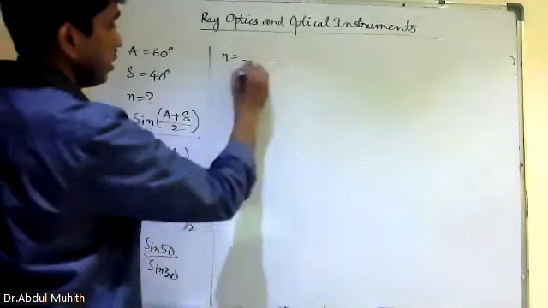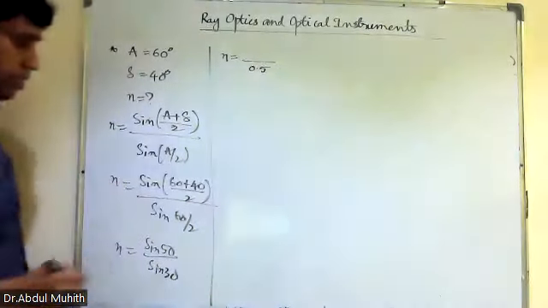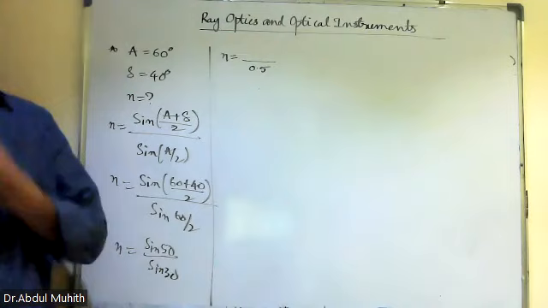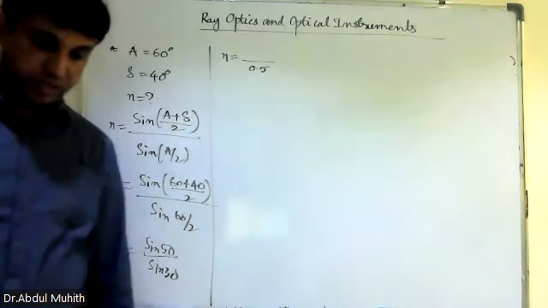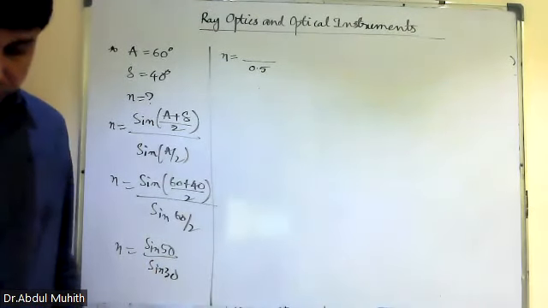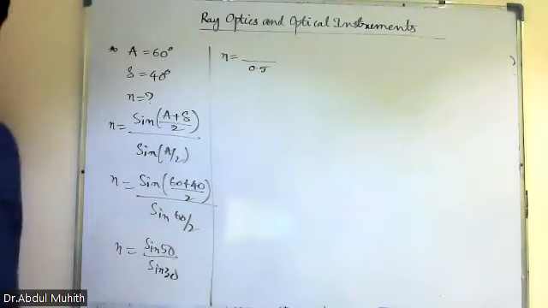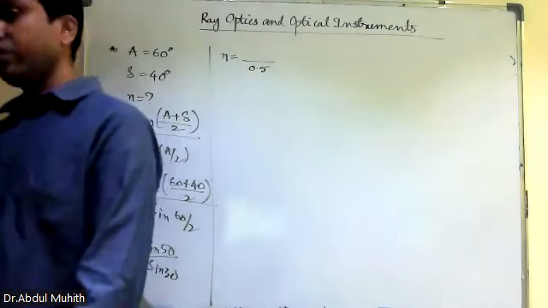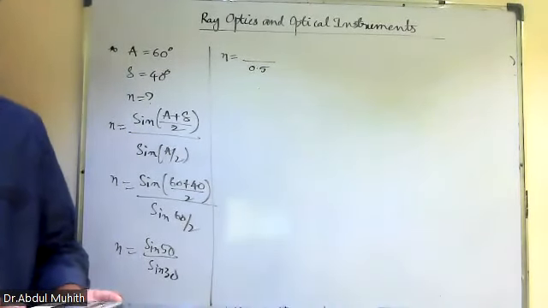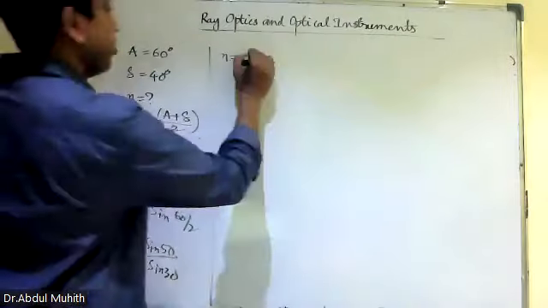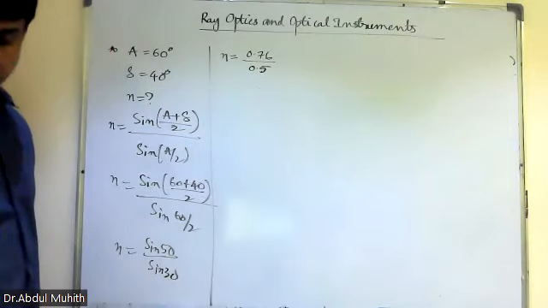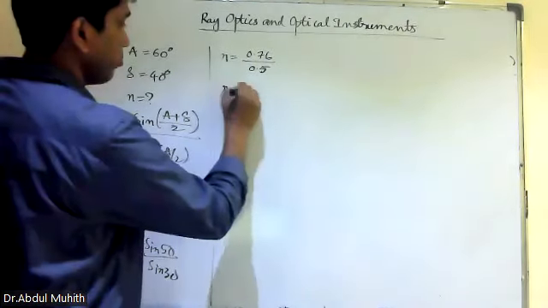N is equal to sine 50 by sine 30. Sine 30 is 0.5. Sine 50 we need to know how much it will be. If you have a log table, you can use a log table. Otherwise, use a scientific calculator to get the value. It is showing 0.76. So now divide 0.76 by 0.5. The answer is 1.53. N is equal to 1.53.